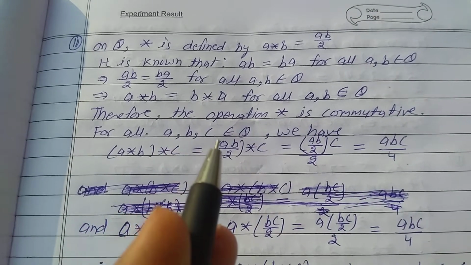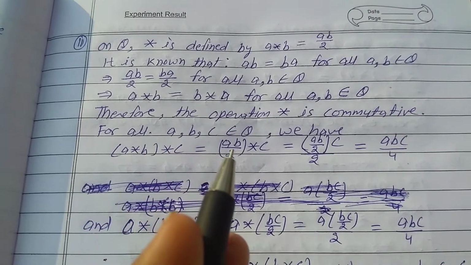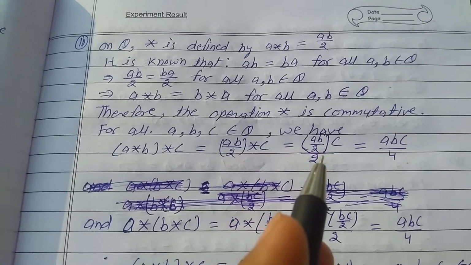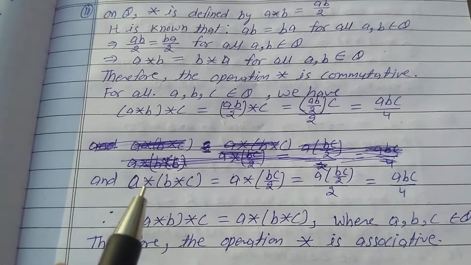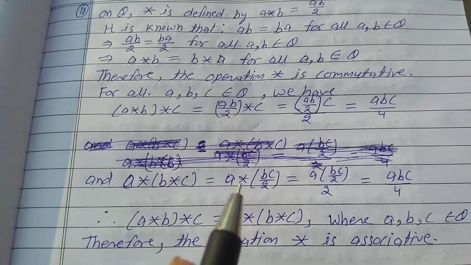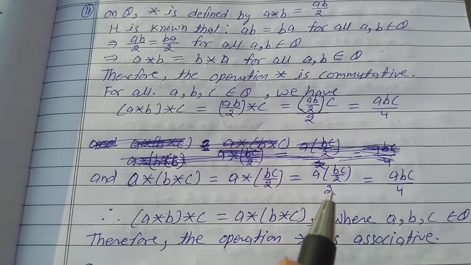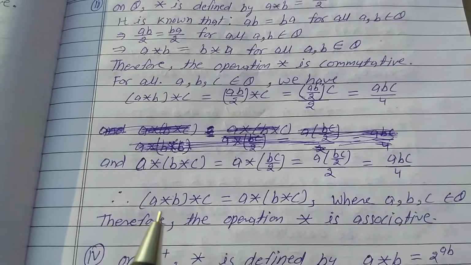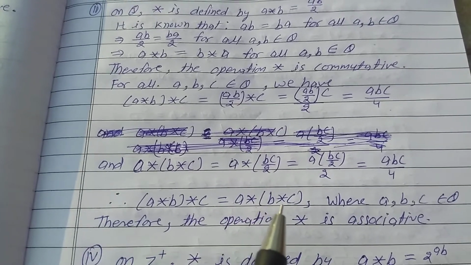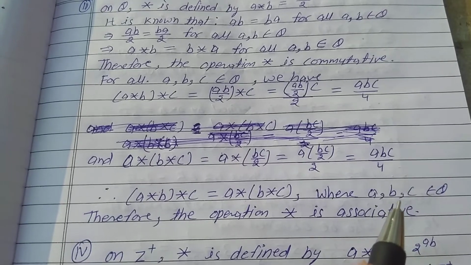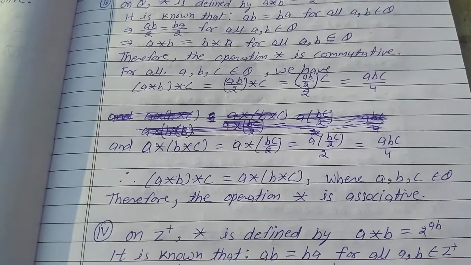For all a, b, c belongs to Q, we have (a star b) star c is equal to (ab by 2) star c is equal to ab by 2 into c by 2 is equal to abc by 4, and a star (b star c) is equal to a star (bc by 2) is equal to a (bc by 2) upon 2 is equal to abc by 4. Therefore, (a star b) star c is equal to a star (b star c), where a, b, c belongs to Q. Therefore, the operation star is associative.